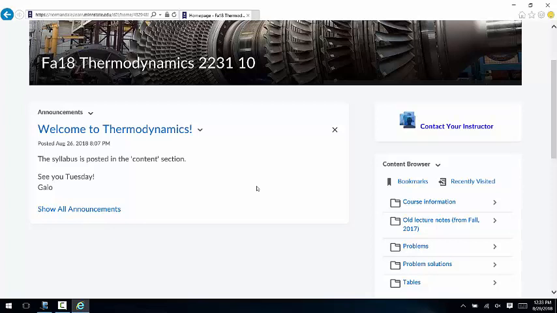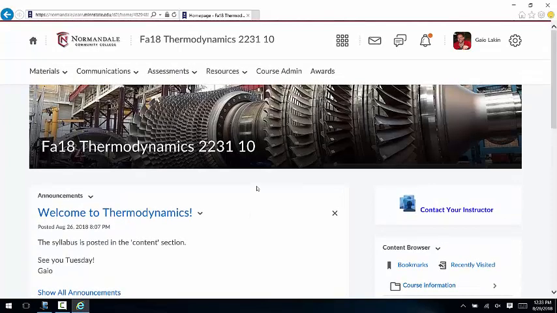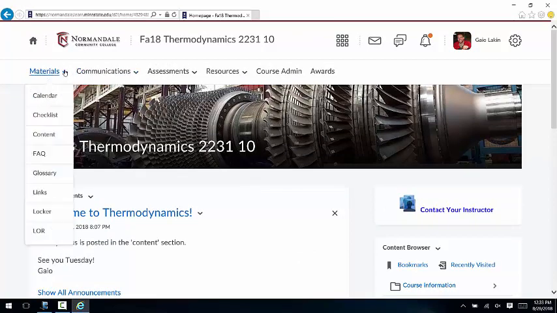So you should get in the habit of going to D2L, maybe even every day. It only takes a couple seconds. See if there's anything new in the announcements. And if it doesn't say anything new there, then you don't have to worry about it. As far as new materials that I put up, that's going to be under Materials, Content.